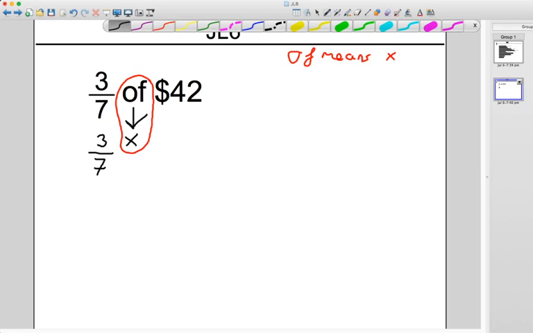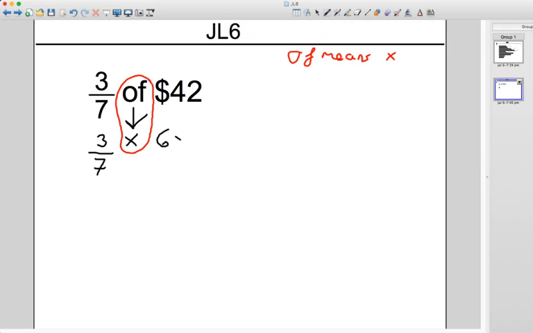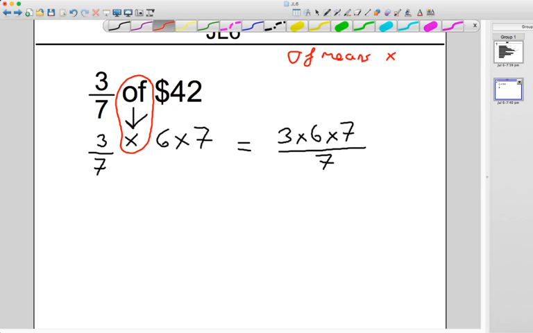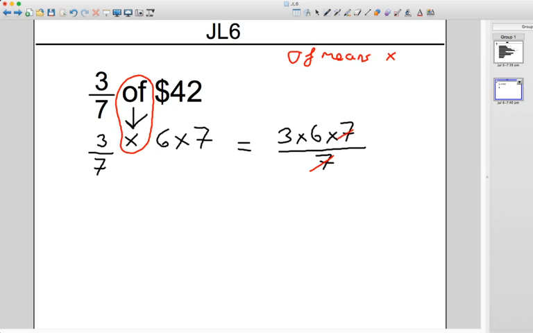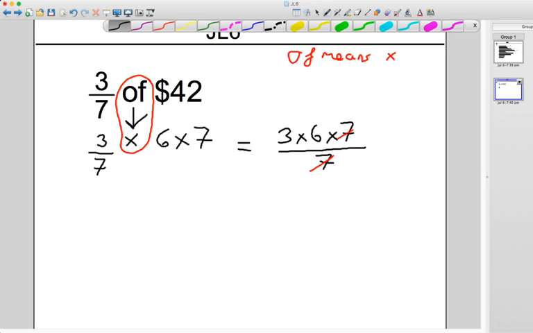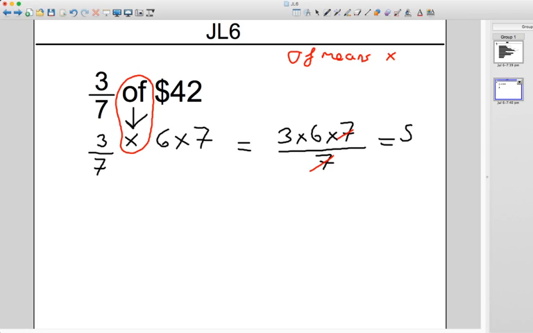And then to make life easier, well, we should know our times tables. That 42, that's going to be 6 times 7. Okay, so if I was to work through this sum, I could rewrite it like this. 3 times 6 times 7 over 7. So effectively the 42, the 6 times 7, becomes part of the numerator. And when it becomes part of the numerator, it can be very easily cancelled, leaving me with the answer of 3 times 6, or $18.